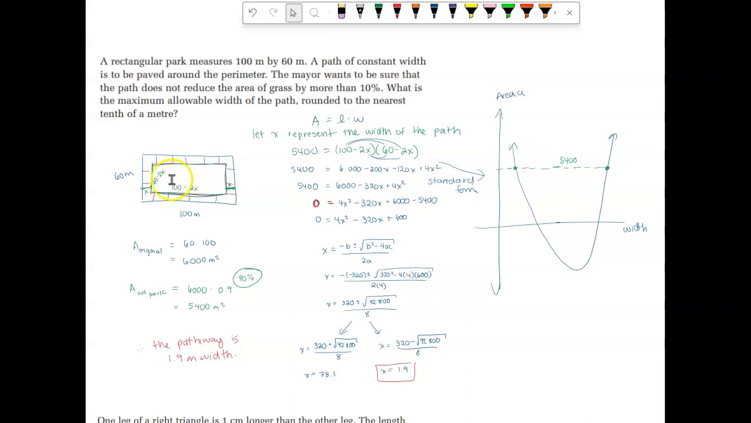because they want it to be very green. So they won't want to take over all the grassy area. So the question is, what is the maximum allowable width of the path, round to the nearest tenth of a meter. Maximum should signify to your mind, I need the vertex. What part of the vertex? Well, let's find out, but we need to set our variable.